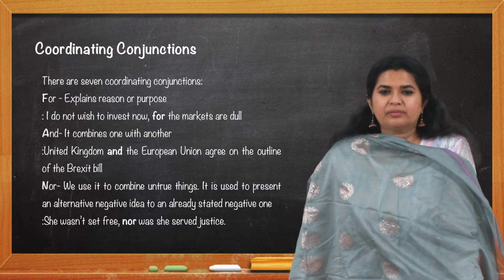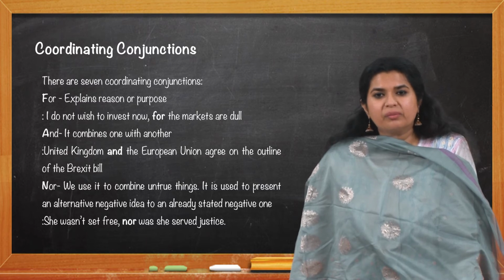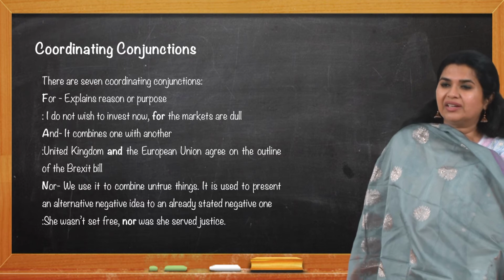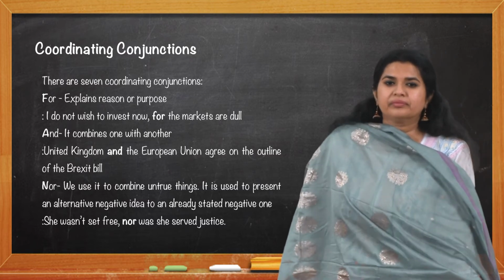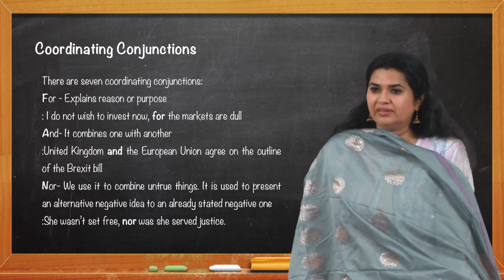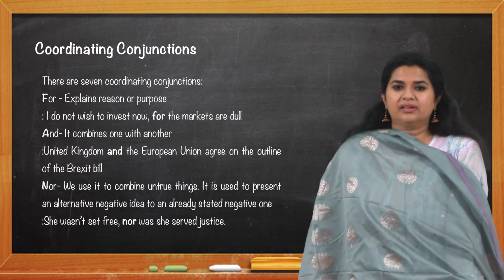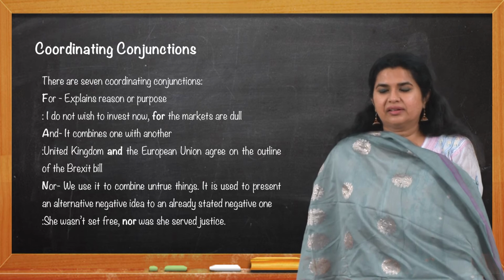For: it explains reason or purpose. I do not wish to invest now, for the markets are dull. I did not go there, for it was raining. So, it gives you a particular reason, and it combines one clause with another.